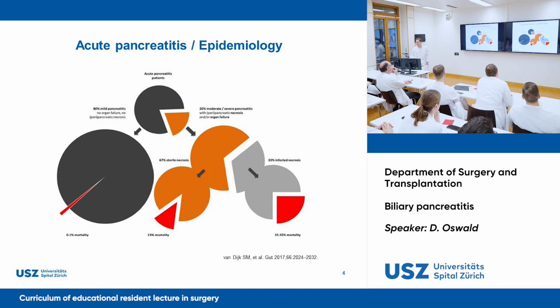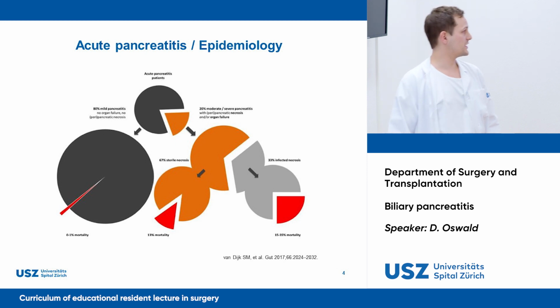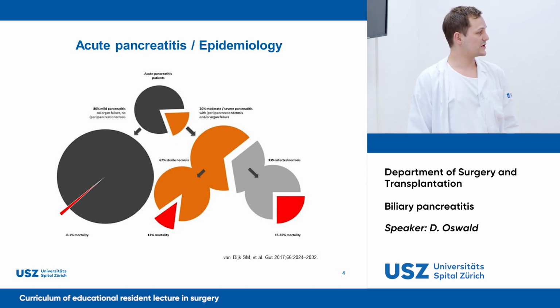If you have a mild pancreatitis, that's around 80% of the cases, there's a mortality of only around 1%. But if you go on the left side, a severe pancreatitis, especially with infected necrosis, the mortality rises up over 30%.